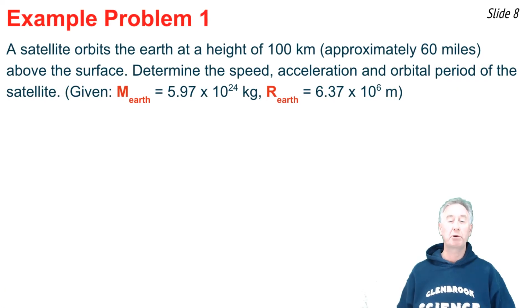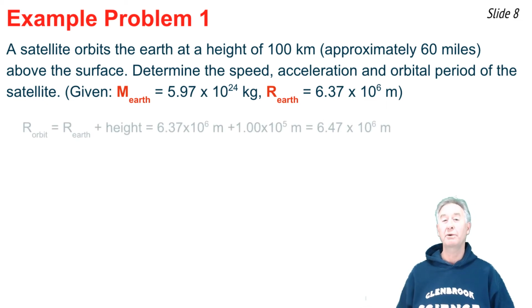In my first example problem, a satellite is orbiting the Earth at a height of 100 kilometers, and I want to determine the orbital speed, acceleration, and orbital period of the satellite. I know the mass of the Earth and the radius of the Earth. My first step in the solution is to determine the radius of orbit, and that's not equal to the radius of the Earth, since the satellite is not orbiting on the Earth's surface, but rather 100 kilometers above its surface.